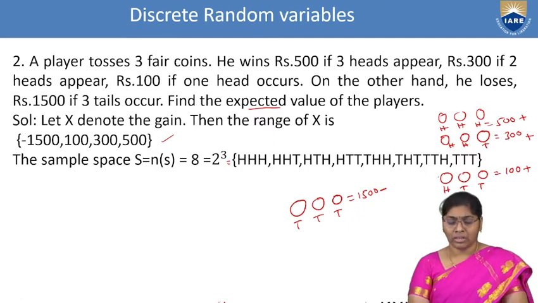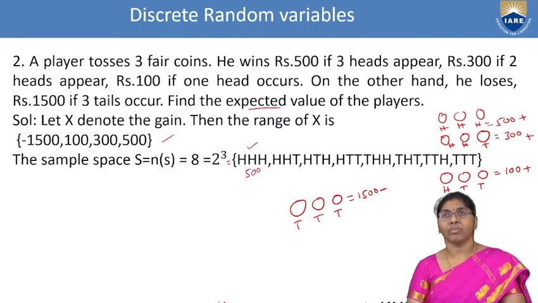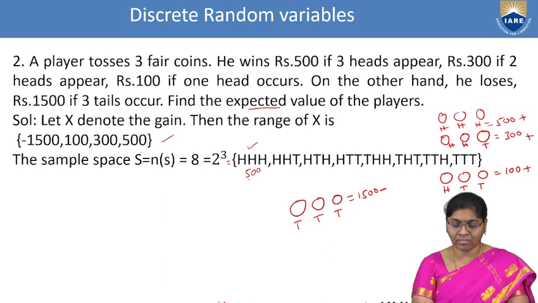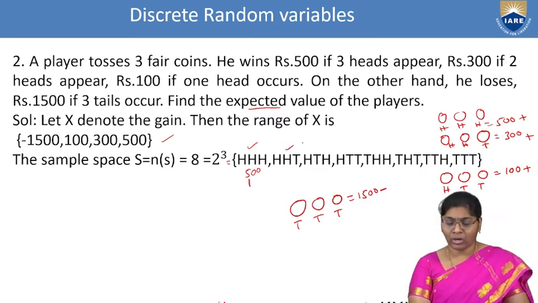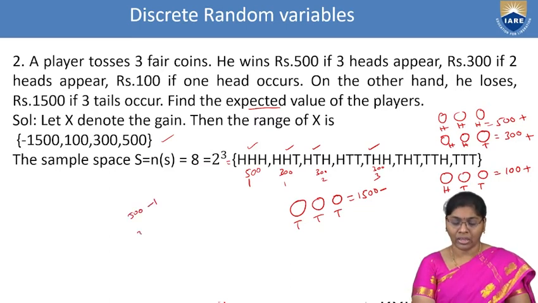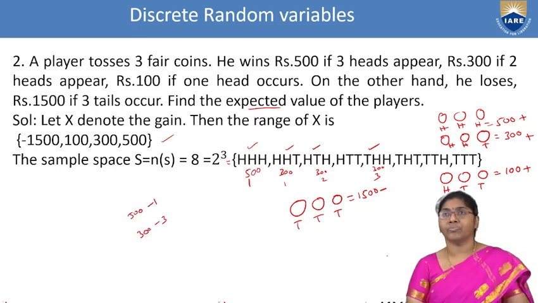In this, all heads means we get 500 rupees. One chance occurs. The next is 300 rupees, meaning 2 heads, in any placement: 1, 2 and 3. It is 300 rupees, and it is only one 300 each. That is 3 chances. So 500 we get in 1 chance, and 300 we get in 3 chances.